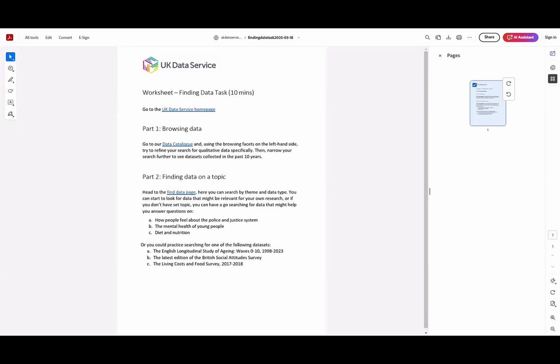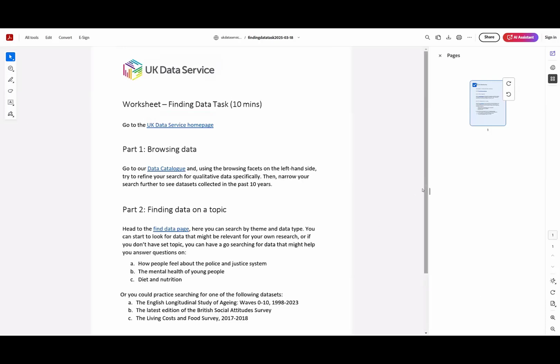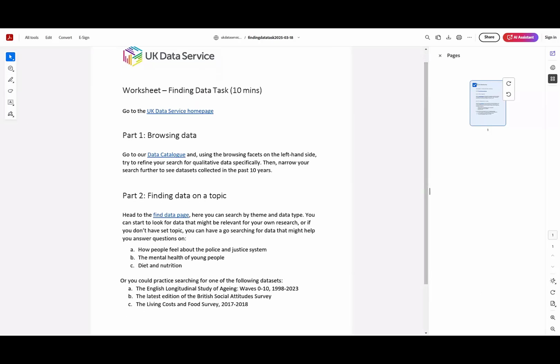Thanks, Maureen. So you should be able to see my screen share. I've popped the worksheet up in case anyone can't access it in the chat. So this is just to go and have a go at browsing our data catalogue, and then go and have a look at trying to find some data either on a topic that's relevant for you, or have a go at trying some of the examples that we've given there. And we'll give about 5 to 10 minutes, and then we'll come back and feed into Mentimeter on what we found. In the meantime, if you have any issues or questions, please pop them in the chat, and we'll be able to answer those for you.